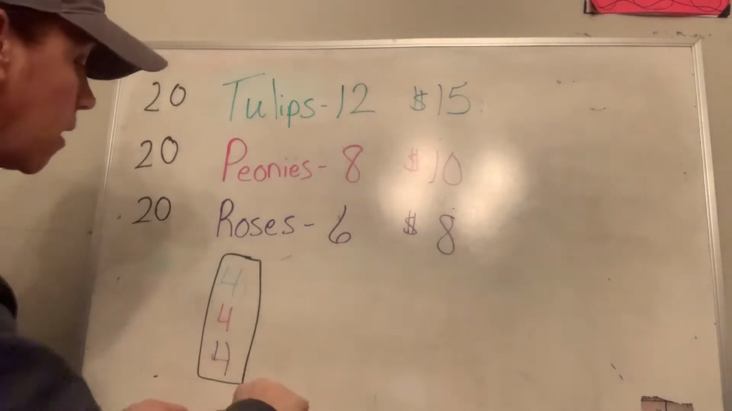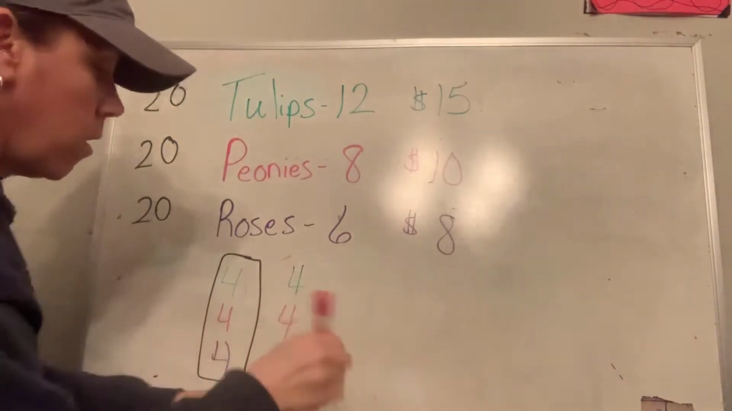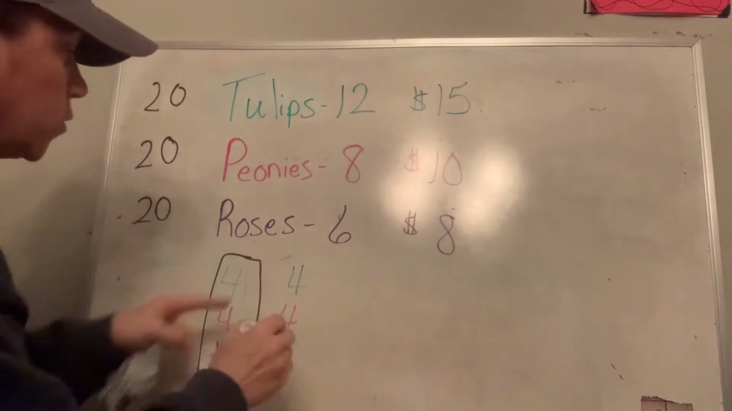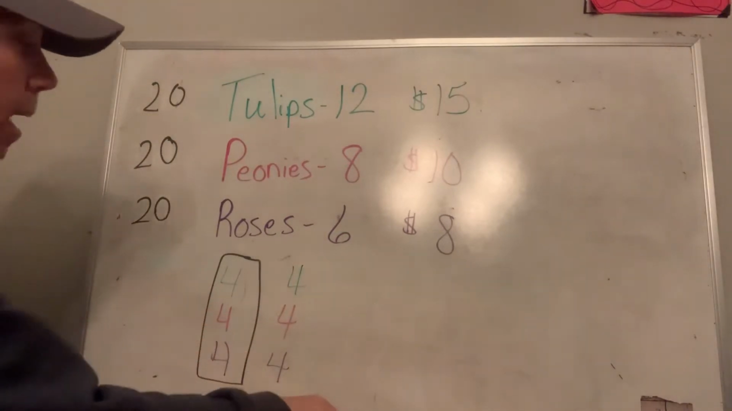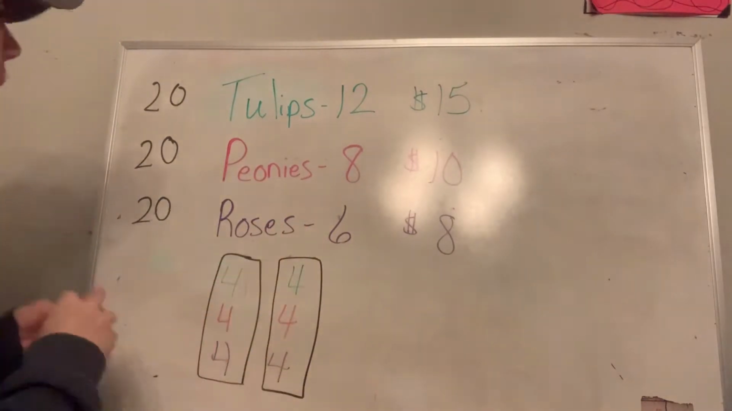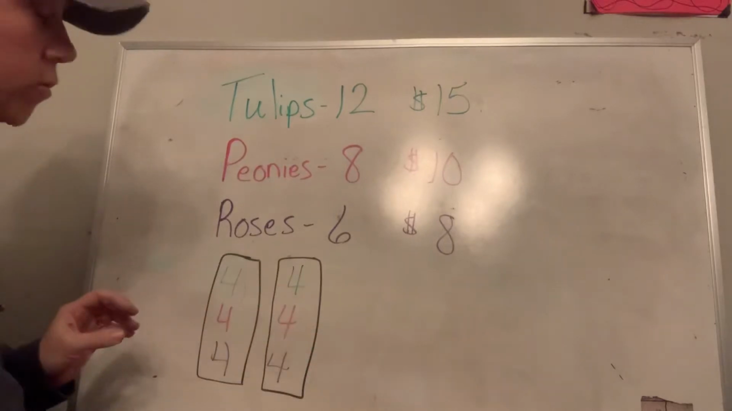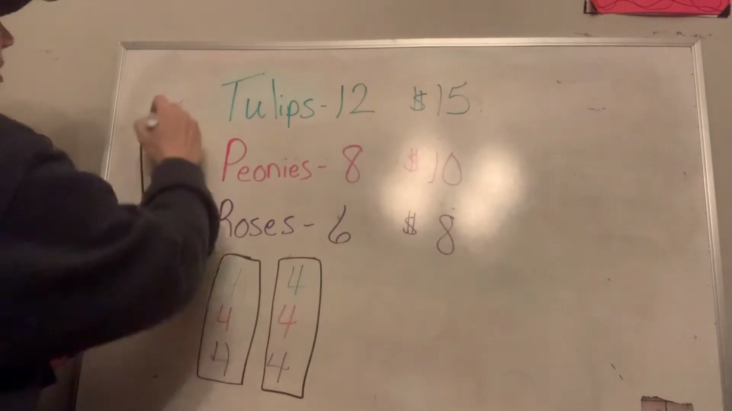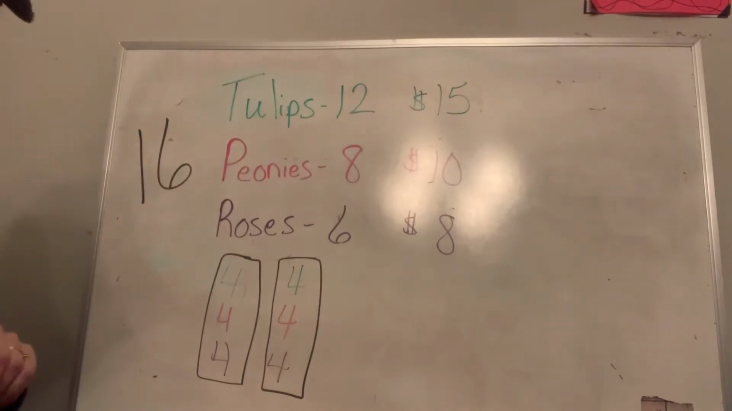Now I'm going to take another 4, 4, and 4. So I took 4 more tulips, 4 more peonies, and 4 more roses. And I'm making another mixed bouquet, okay? And now I'm going to take 4 away from each of these because I used 4 of them. So now I have 16 tulips left, 16 peonies, and 16 roses.